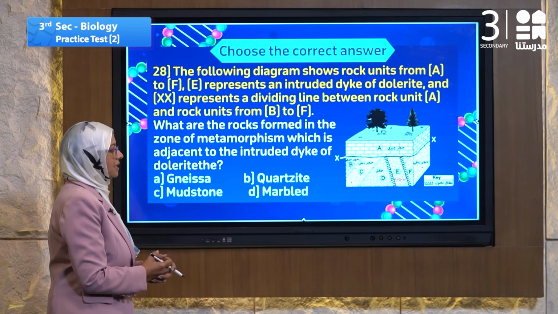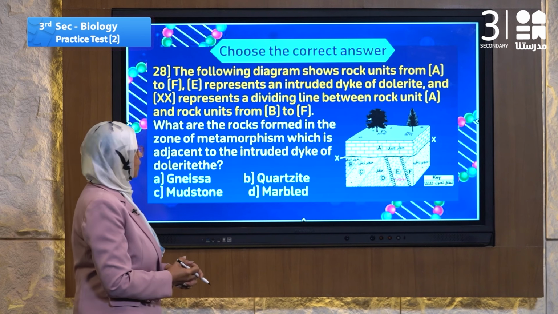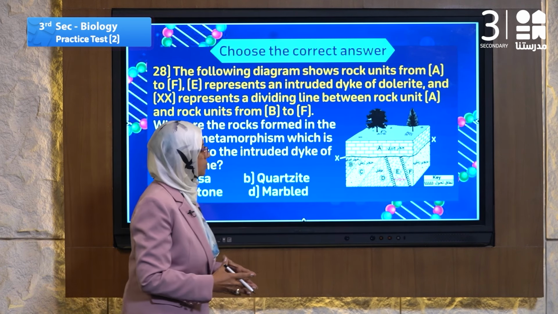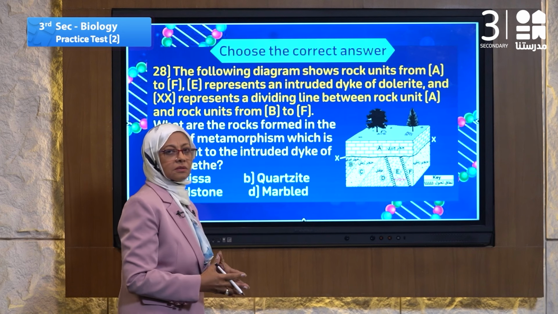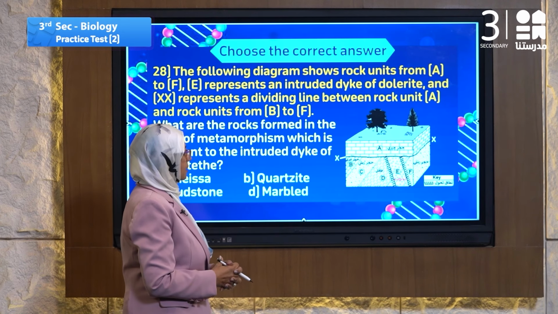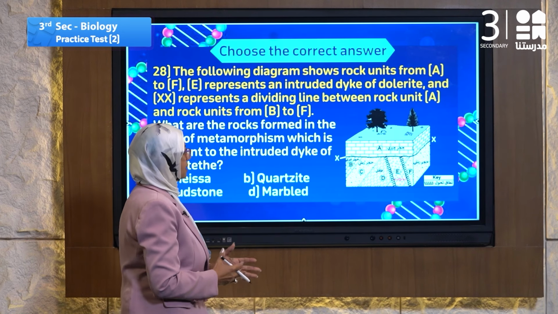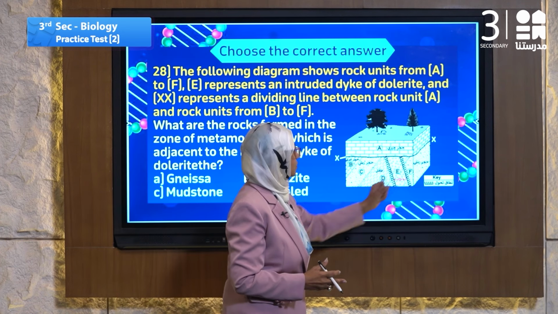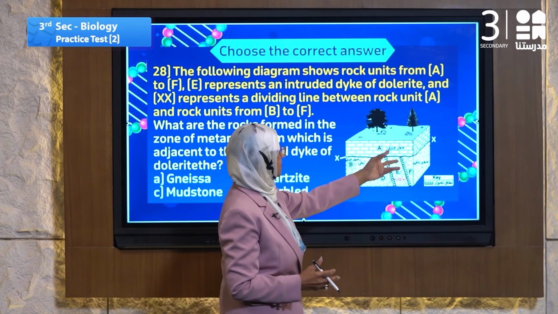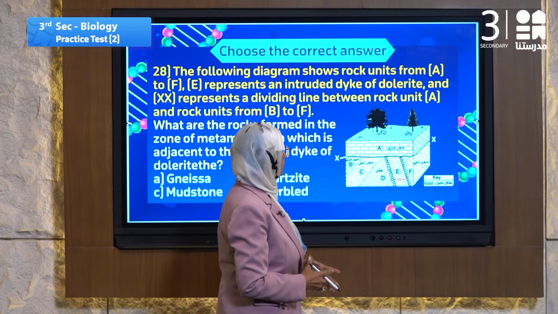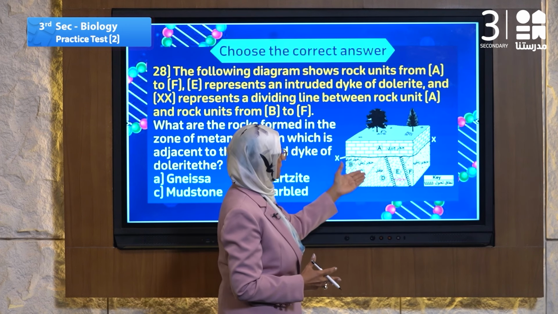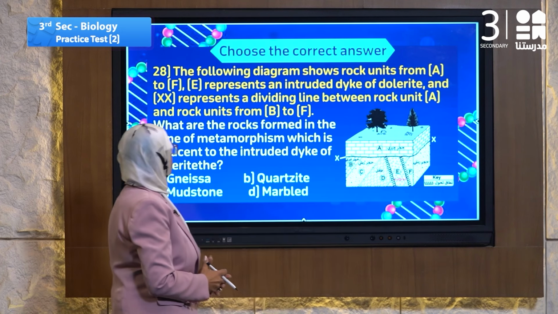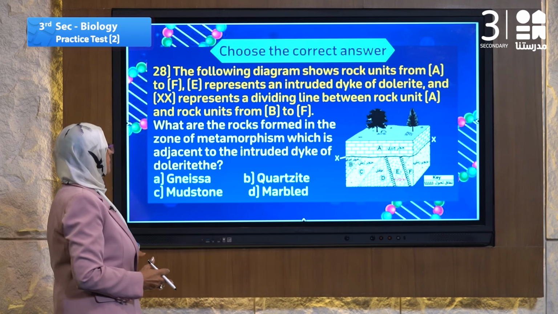Question number 28 has a figure with several parts. Sorry, we have it in Arabic, so I will translate it. حجر رملي is sandstone. حجر جيري is limestone. Again, حجر رملي and حجر جيري, diorite, E and F. Okay, let's read the question carefully.